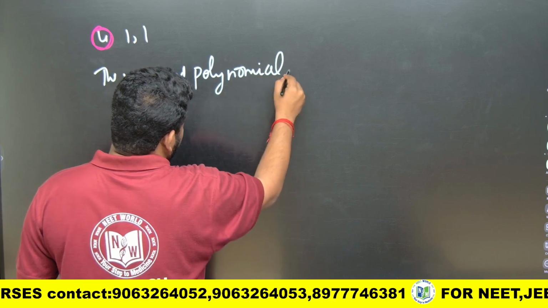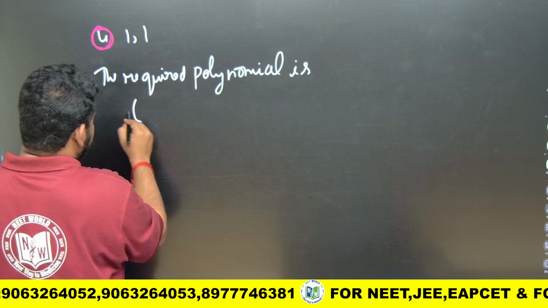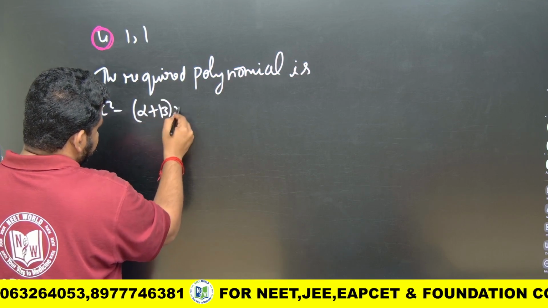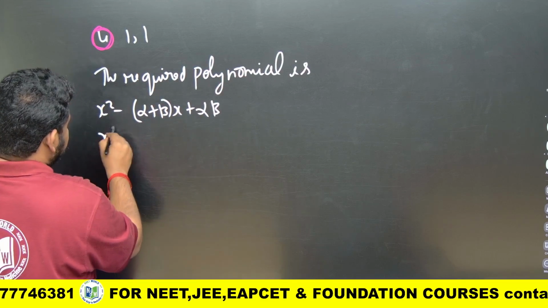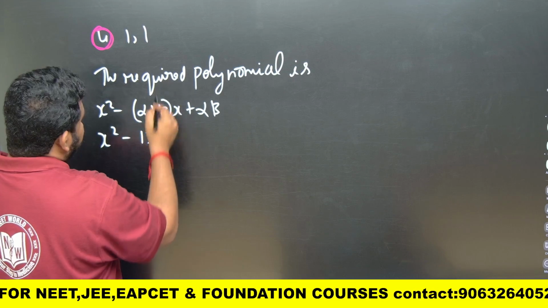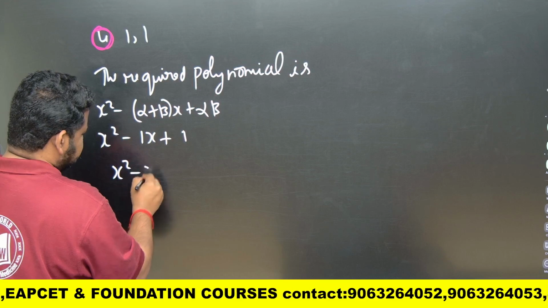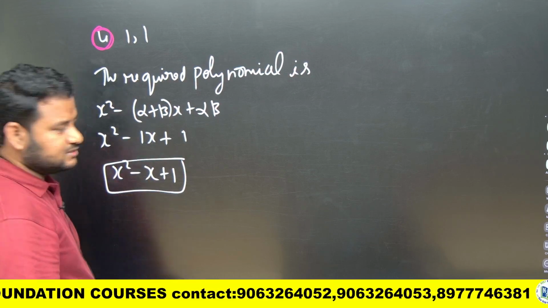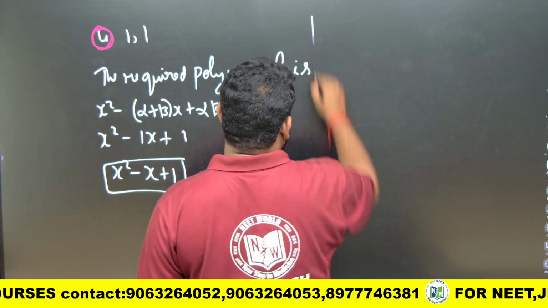Because you understood how to do it. The required polynomial is of the form x square minus alpha plus beta x plus alpha beta. Sum of the zeros is 1, so 1x. Product of the zeros is 1. So this becomes x square, 1x means nothing but x, x square minus x plus 1 is the answer to this question. Next question, that is the fifth question.